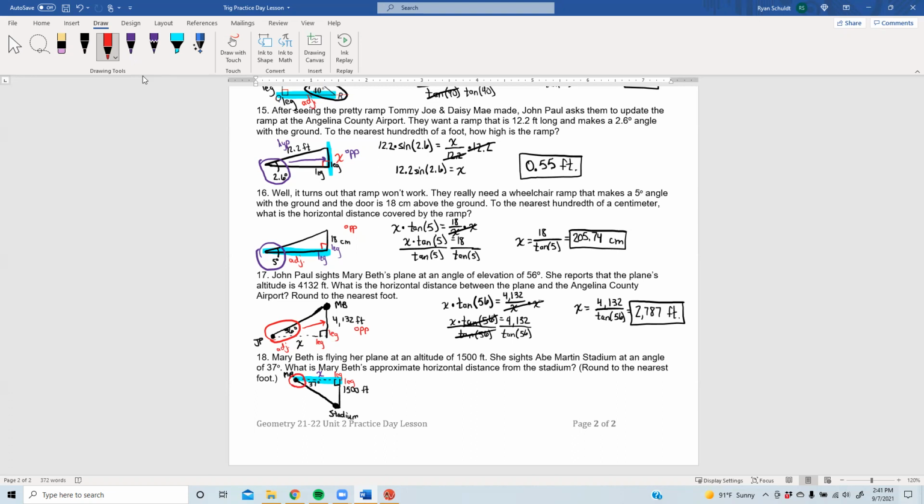Okay, so how does the 1,500 that's given relate to the angle? It's opposite. How does the side we want relate to the angle? It's adjacent. So which one uses opposite and adjacent? Tangent. So we're going to have the tangent of 37 equals the opposite, which is 1,500, over x.